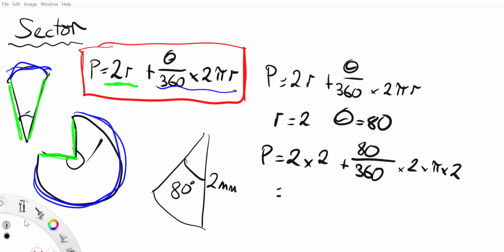360 times 2 times pi times the radius again, and then hit equals. 6.79. So that would be our rounded decimal. 6.79, and that is our rounded decimal answer.